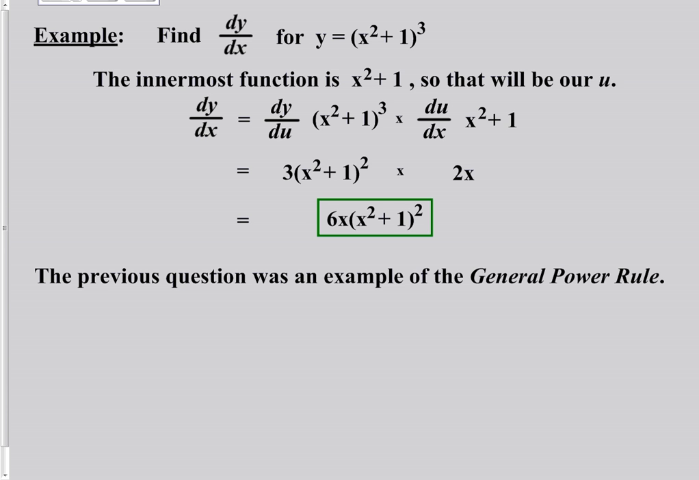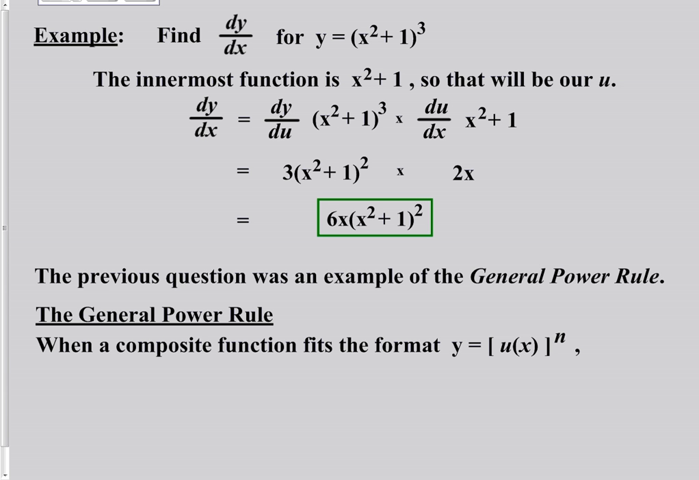The previous question was an example of the general power rule. The general power rule states when a composite function fits the format y equals a function u of x raised to the nth power. Basically, we are treating it just like we were before, we're going to bring the n down and then reduce the exponent by 1. But then we're going to multiply by the derivative of that u function with respect to x.